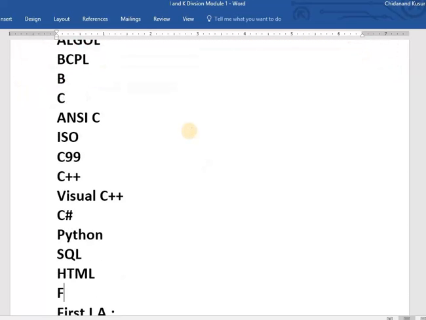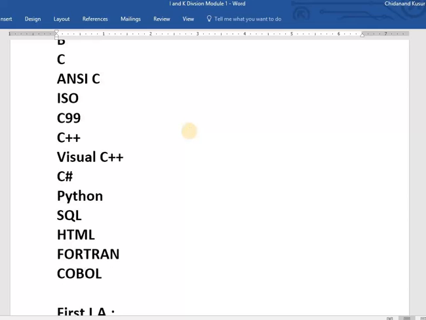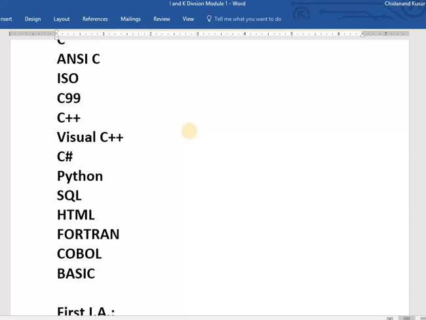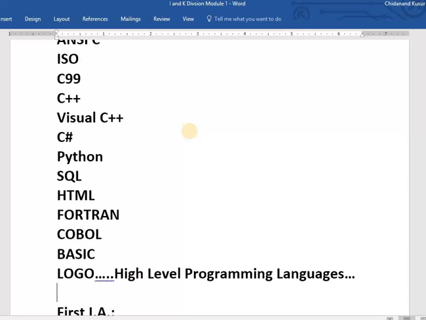In olden days we were using Fortran, Formula Translation; COBOL, Common Business Oriented Language; BASIC, Beginners All-purpose Symbolic Instruction Code. I hope you learned Logo also. All these are examples of high level programming languages. These are the languages known by computers.